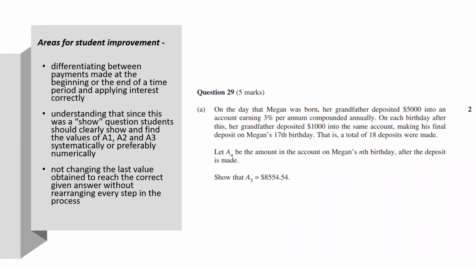A very common mistake is that students realized that at the end they didn't get the correct answer. They might have been $1,000 short. So on the very last calculation for A3, they would just add $1,000 in to reach the answer because they knew what the answer was going to be. But as this is a show question, you can't just change the last value or the last step in an application. They needed to go back and correct and rearrange every step in the process. So once they realized that they made an error, go back to the start and change the whole approach to the question. That's an area that students could improve a lot on, not just budging the result at the end to come up with the required answer.